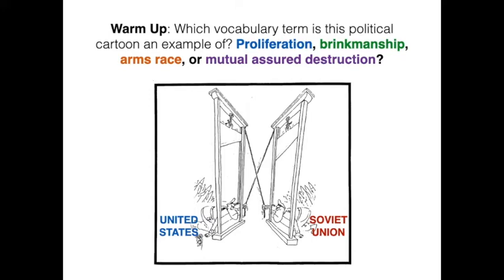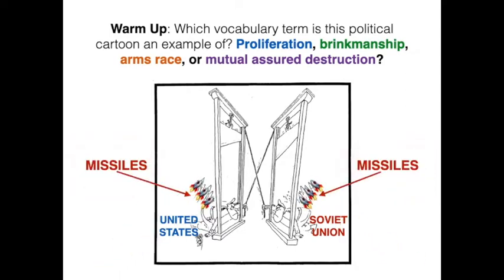Let's add one more observation to this. If you look behind these two individuals, both have missiles in the background. So it's not that the United States and the Soviet Union actually had guillotines. The guillotines are supposed to represent their military, their weapons, their nuclear missiles that they both have pointed at each other, ready to go in case anything goes wrong. So let's see what happens. United States launches an attack, Soviet Union launches one back, both countries end up dead.